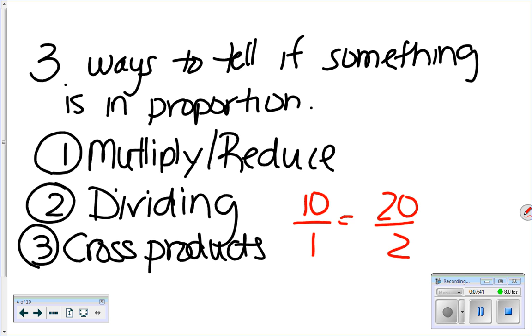Okay? Now watch this. Another way I know if something's in proportion is if I multiply across. What's 10 times 2? What's 20 times 1? They're in proportion. That's another way. So there's 3 ways there that you should be able to tell if something's in proportion or not. Don't come to me tomorrow and say, well, I don't know if it's in proportion. I'm going to say, go back to your notebook and look it up, because I already told you 3 ways to be able to tell. Any questions on that? All right.